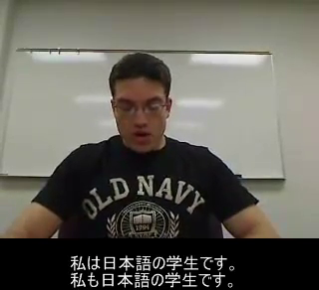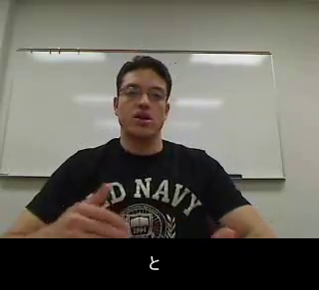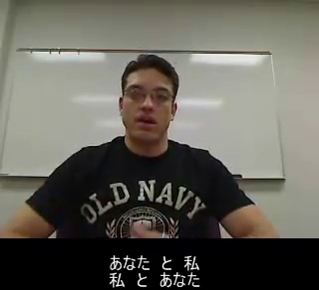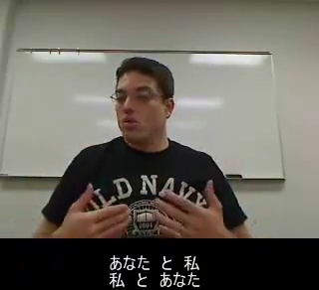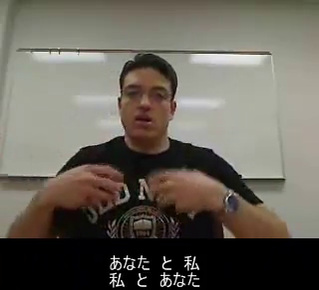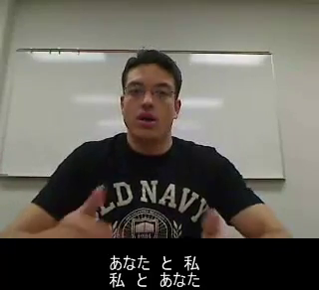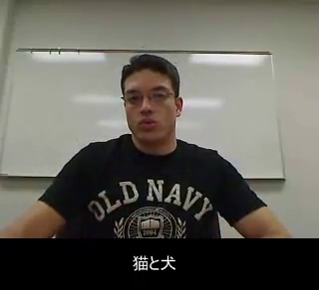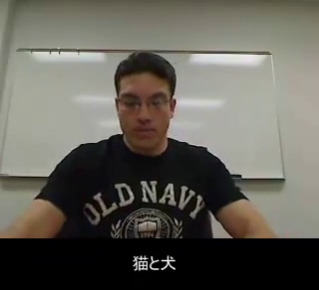Okay, the next one is to. To has the same function as "and" in English. Okay, so if I say you and I, I would say あなたと私 or 私とあなた, watashi to anata, me and you. Okay? Or for example with nouns. Neko to inu, the cat and dog, or the cat and the dog.